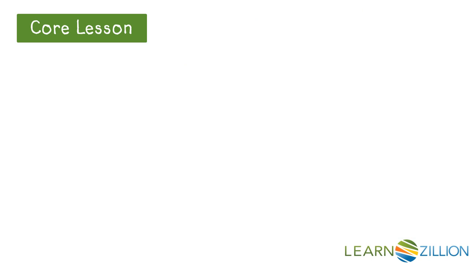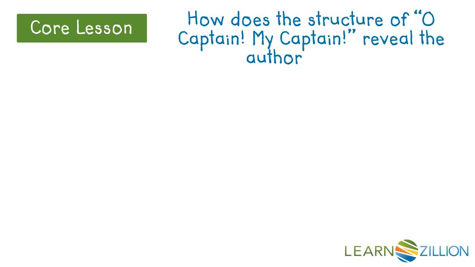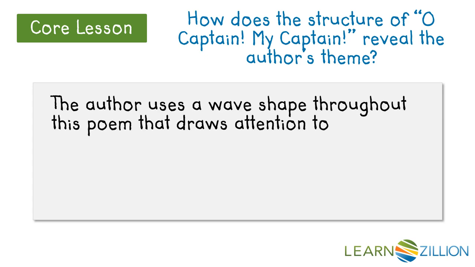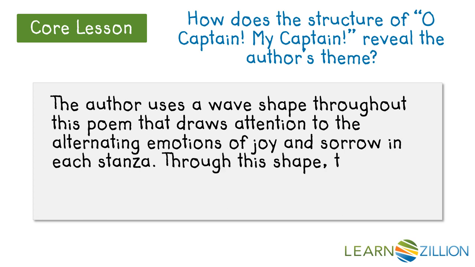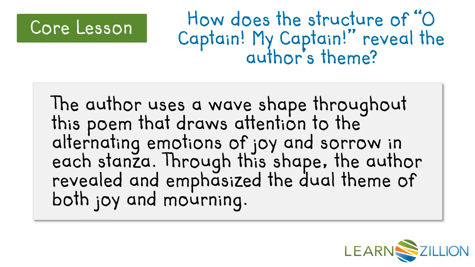So, back to our question. How does the structure of "O Captain, my Captain" reveal the author's theme? The author uses a wave shape throughout this poem that draws attention to the alternating emotions of joy and sorrow in each stanza. Through this shape, the author revealed and emphasized the dual theme of both joy and mourning.